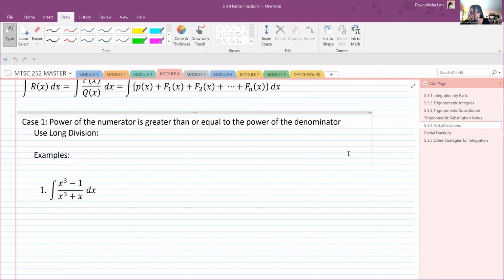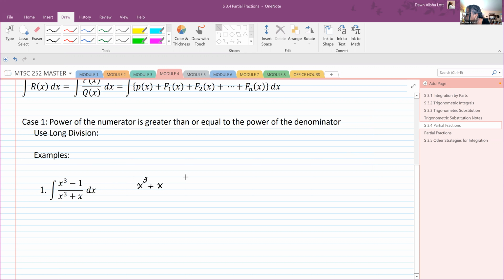All right, so the first problem is a simple division problem. So we're going to divide x cubed plus x into x cubed. We have to make sure we have a placeholder for the x squared, a placeholder for the x, and then minus 1. Okay, so any terms that are not there, make sure you have placeholders.